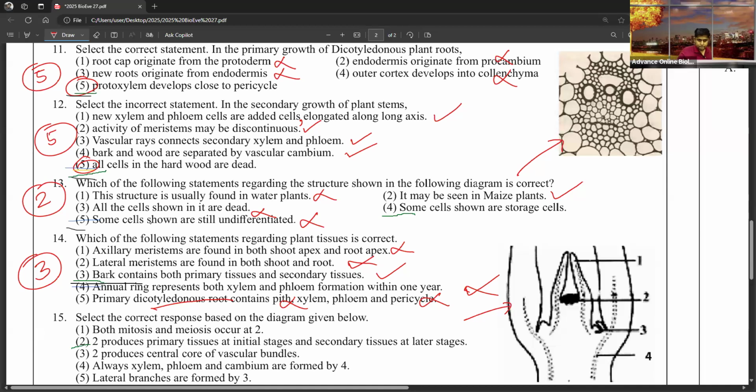What is your answer? Both mitosis and meiosis occur in two. No, only mitosis. Two produces primary tissues at the initial stage and secondary tissues at a later stage. No, wrong. No secondary growth here. Two produces the central core of vascular bundles, wrong. And always xylem, phloem, and cambium are formed by four.